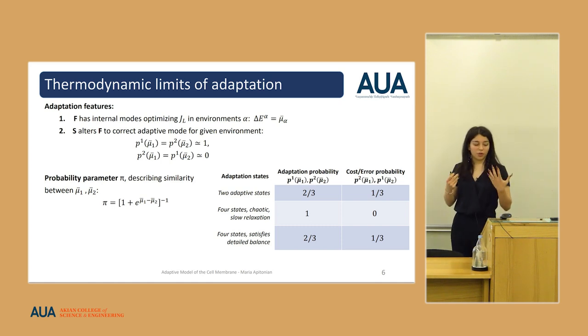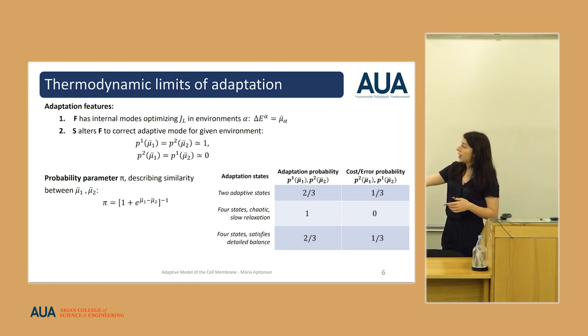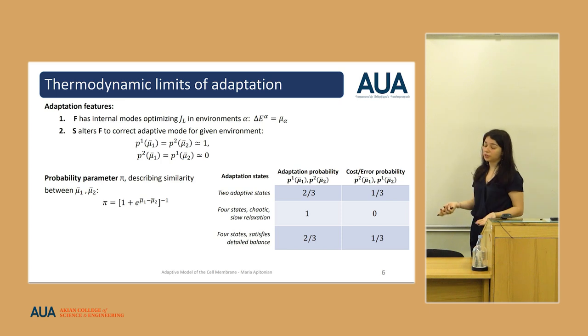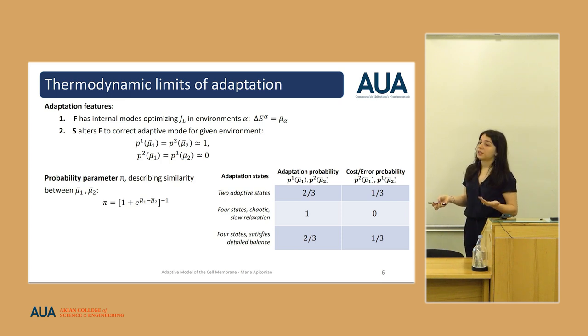These can be optimized in terms of probability parameter pi, which describes the similarity between the two states. So it's a function of the similarity. When we have zero, states are very different from each other, and when we have values closer to 1 over 2, the states are identical. We find that for highly different environments, of course, adaptation is more effective, and for environments that are nearly identical, there is no adaptation per se, so the controller will simply function randomly, and both of these probabilities will be 1 over 2.